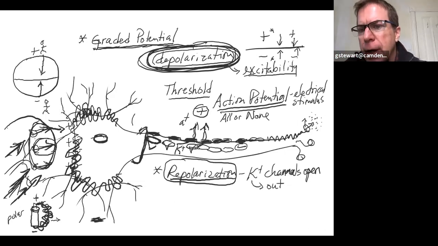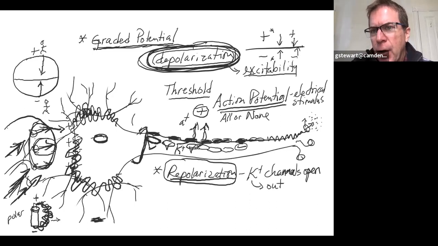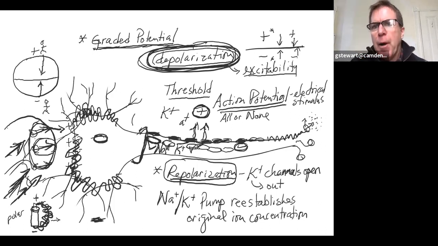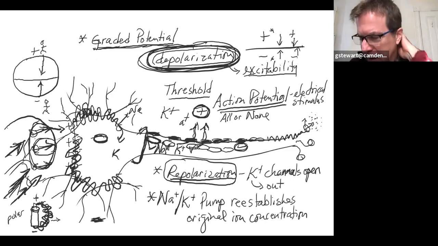Now we're almost finished with this story of how a nerve cell fires an action potential. So we've repolarized this cell, positive out, negative in, but now we've got a reverse ion situation. We've got potassium ions out here in high concentration, sodium ions in here in high concentration. So it's the sodium potassium pump that then reestablishes the original ion concentration. So those little pumps on the surface of our membranes that constantly use ATP, they're called ATPase pumps, they pump sodium out and potassium in, and that's what reestablishes the original ion concentration. We're back to the beginning of the story.